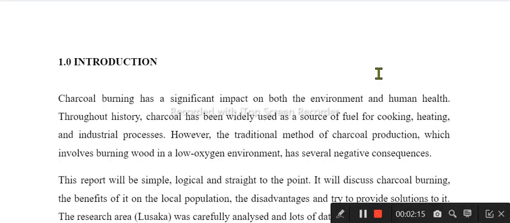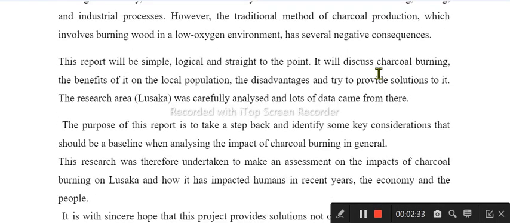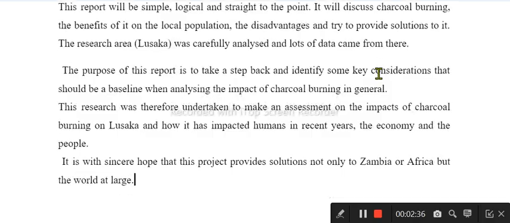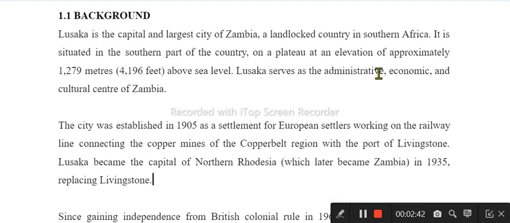Then of course, I'm introducing the introduction, right, on the topic at hand. So the topic at hand is charcoal burning. You introduce charcoal burning, you write what you're going to talk about on charcoal burning or any other topic which you've been given. Then the background, in this case, we are researching, the area of study was Lusaka. So that's the background we're going to write about. The background is always on the area of study which you've been given, right?